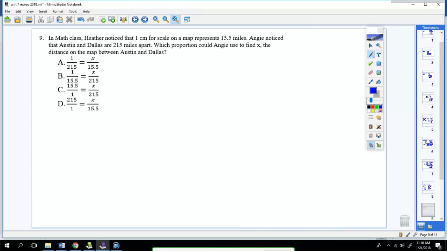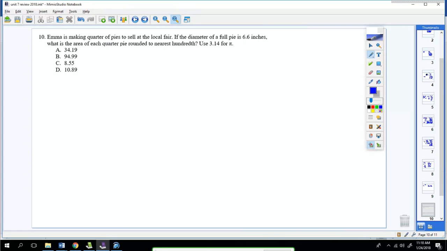So, first thing you do is always write down what you know. 1 centimeter is 15.5 miles. Well, Angie figured out between Austin and Dallas is 215 miles. So 215 miles will go on the bottom because your units will then line up, and X will go on top. So now we just got to figure out what answer choice has this. And from what I see, B is correct.